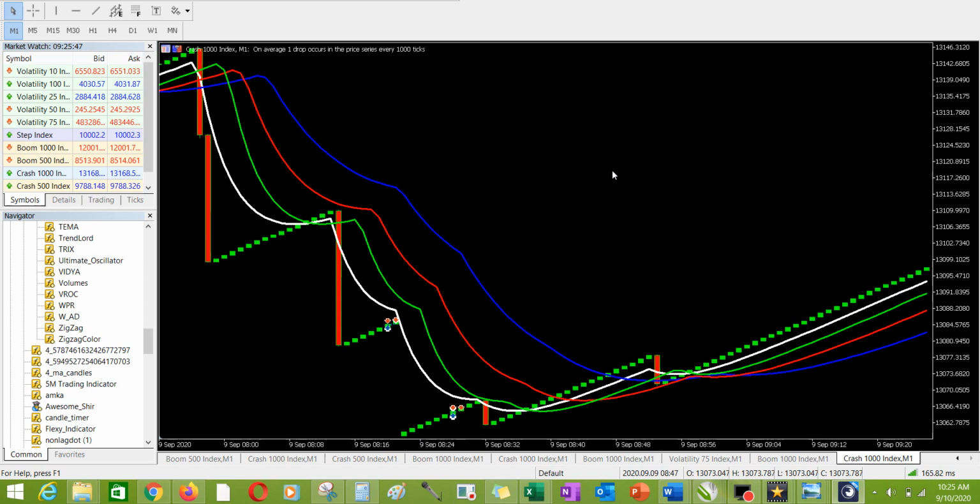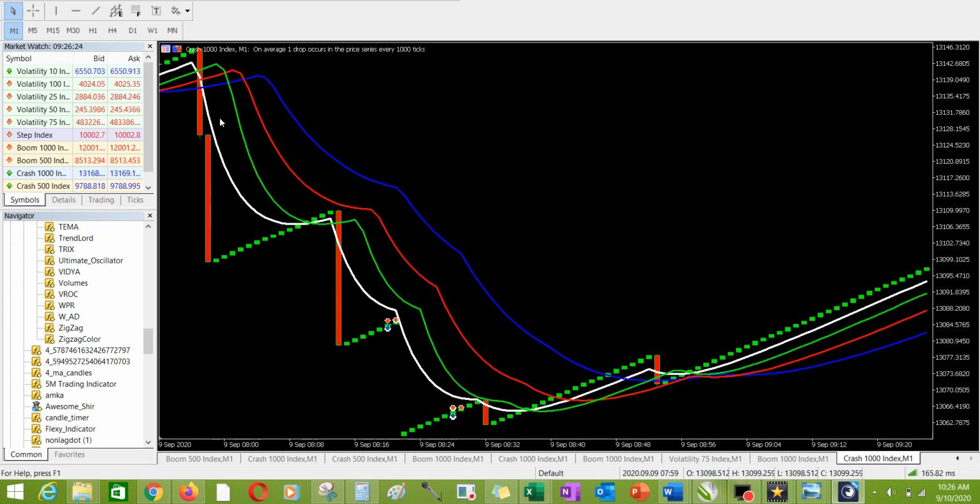You only focus on the white line, which is the EMA9. For instance, for Crash 1000 and Crash 500, if you are buying, you check when the white line is crossing the first line of the alligator, which is green. Once it is crossing it from below upward, that is when you enter. But if you are selling Crash, once it is crossing it from above downward, then that is when you sell.